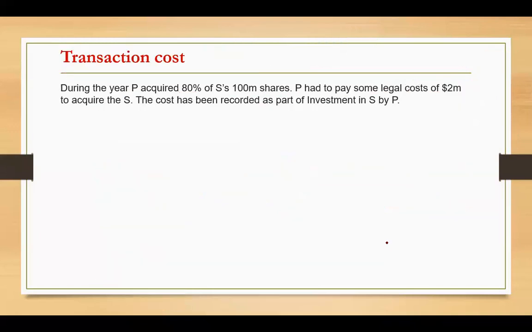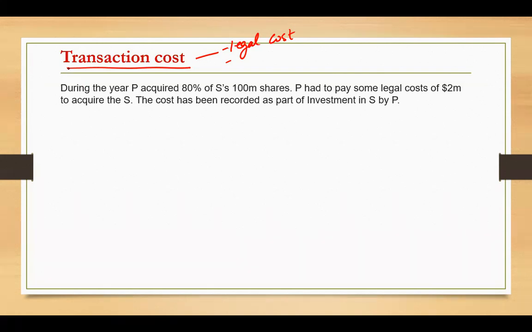So the last part of the basic workings is going to be the transaction cost. If there is any transaction cost which is paid to acquire a subsidiary, such as any legal cost, any cost to transfer the shares onto our name, any brokerage cost, any commission cost paid to the agent through whom we are purchasing the shares, any cost we have paid to the legal advisor or the financial advisor on what price we should be purchasing, all these are an example of the transaction cost.